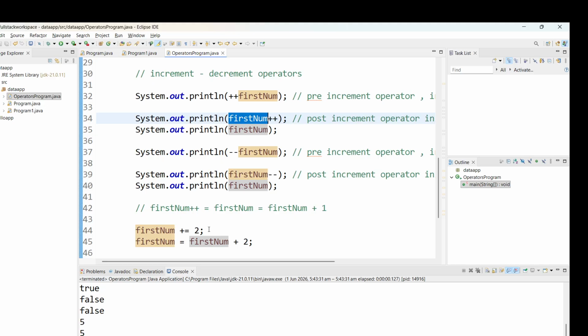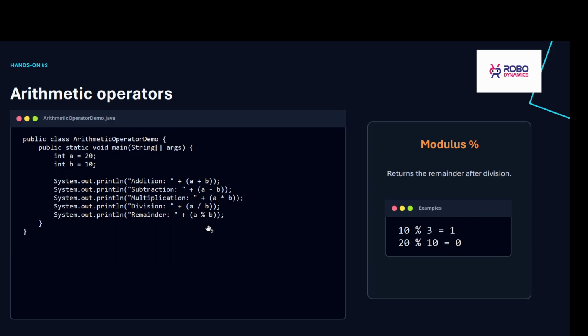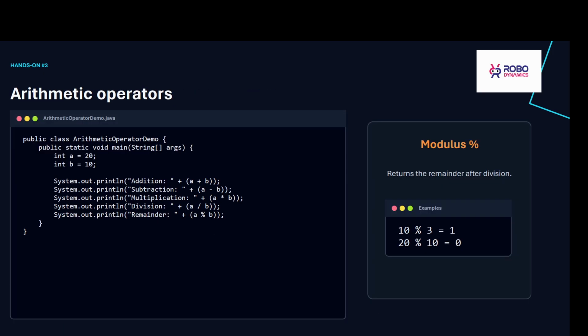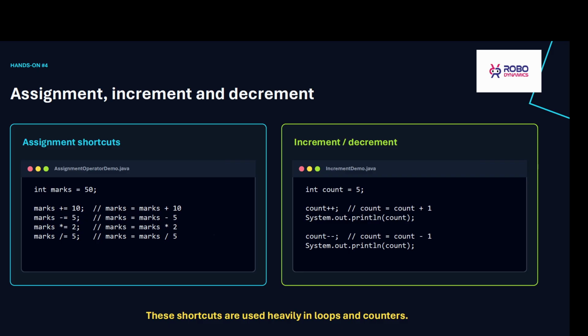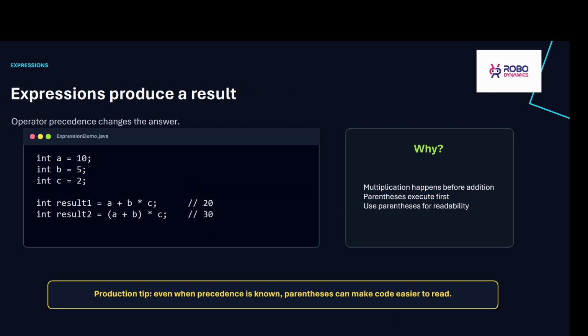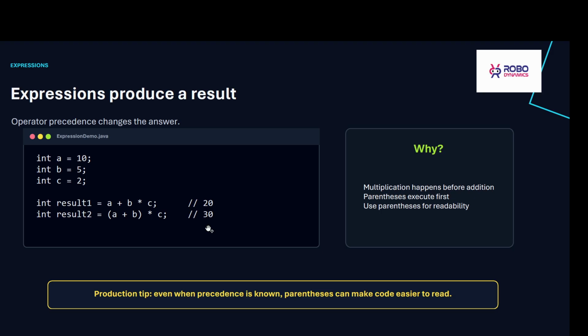So when you say firstNum plus equal to 2, it means firstNum is equal to firstNum plus 2. Yes. So we had a good discussion on all these kinds of operators, like arithmetic operators, assignment, increment, decrement, relational operators and all. And I was clearly mentioning that every expression yields a definite output.